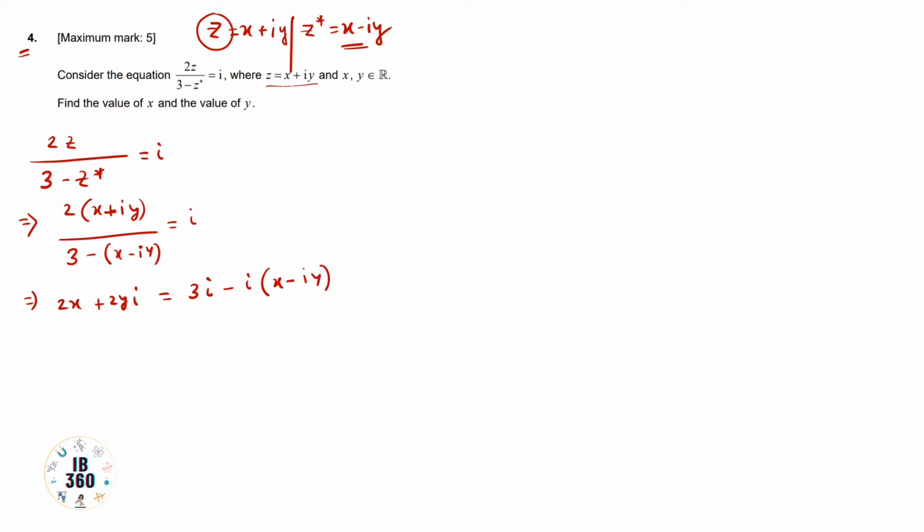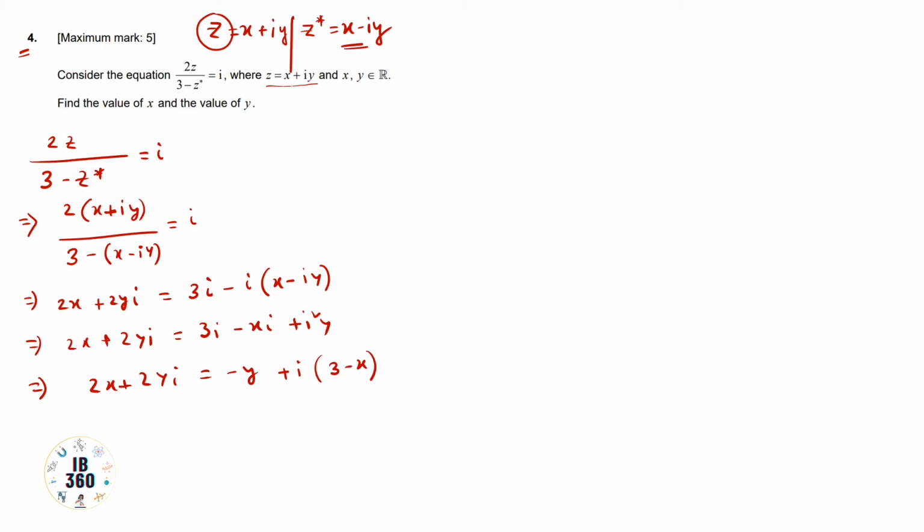After multiplying the terms, we get 2x plus 2yi equals 3i minus xi plus i squared y. So it is 2x plus 2yi equals, since i squared is minus 1, minus y plus i into (3 minus x).